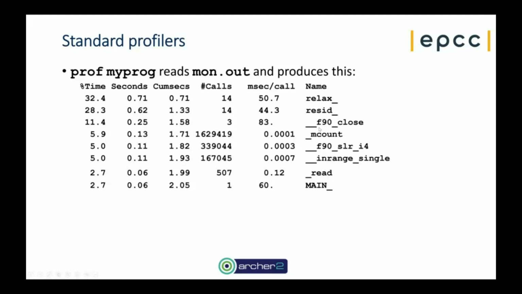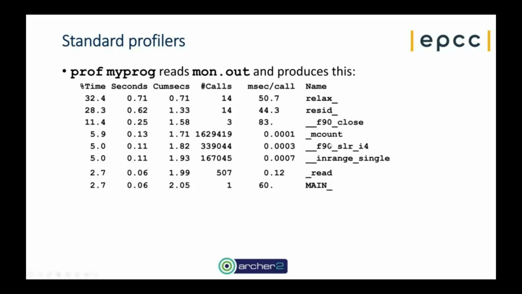So some of these are library functions. I can see this here, F90 close, F90 SLR I4. These are probably functions to do with I/O. So this is opening or closing and reading or writing a file. So I can see probably about 15–20% of my time is spent in the file I/O as well here.